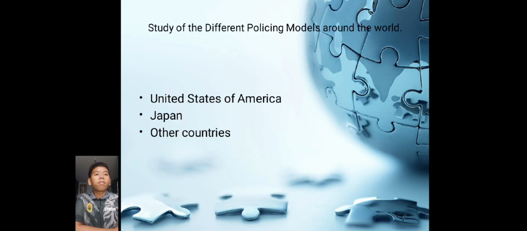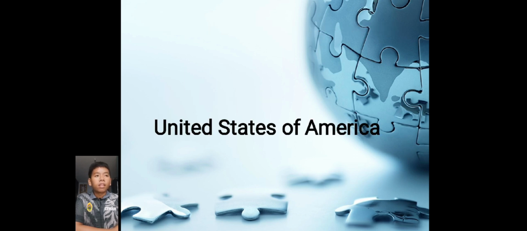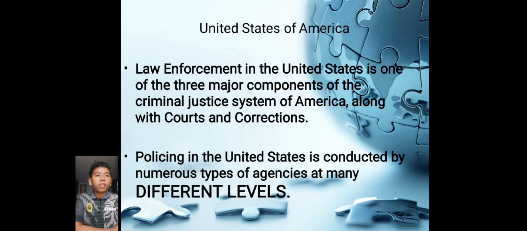The study of the different policing models around the world. First is the United States of America, Japan, and other countries. The United States. The law enforcement in the United States is one of the three major components of the criminal justice system of America, along with courts and corrections. The policing in the United States is conducted by numerous types of agencies at many different levels.